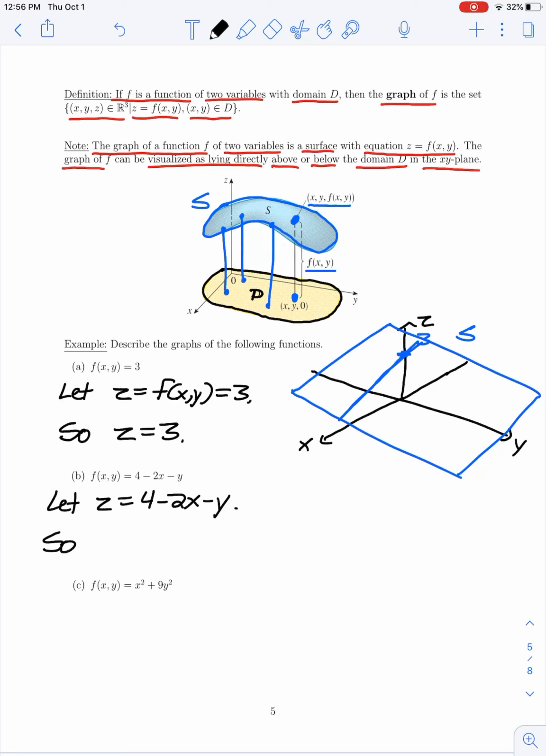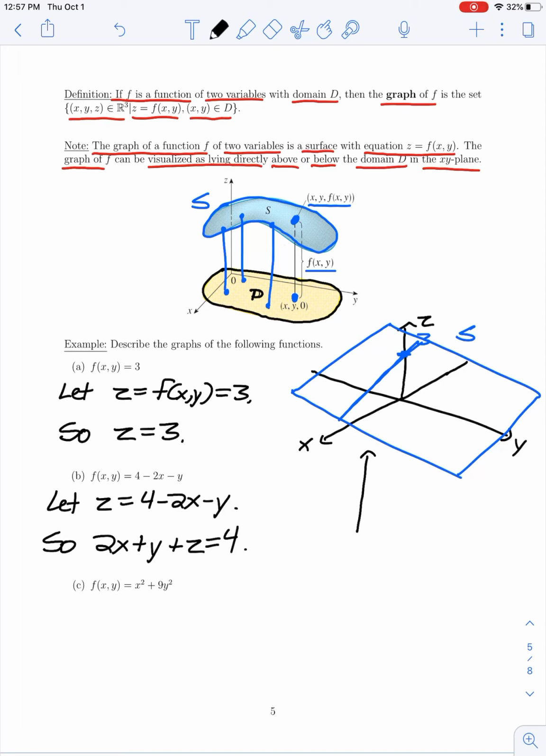Now, if we rewrite this equation a bit, if I move all of my variables to, say, the left-hand side, I would have the equation of my surface as 2x plus y plus z is equal to 4. And we recognize this equation as being in the standard form of the equation of a plane. So we have a plane in space, and to visualize what our plane looks like, we could find its x, y, and z intercepts.